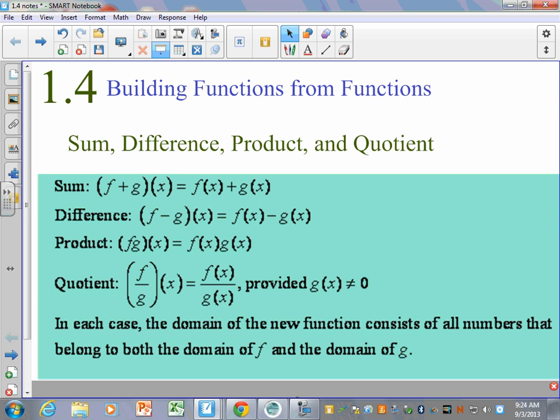You don't necessarily have to write all this if you want, but it says in each case, the domain of the new function consists of all the numbers that belong to both the domain of f and the domain of g. A shortened way of saying that is, if the domain of f or g is restricted, then the domain of your sum, difference, or product is also going to be restricted. But the extra one is the quotient. Your domain will change if you have an x in the bottom on the quotient one. So we'll practice doing this, and I do want you to do the domain of these on your homework because it's good practice with domain.